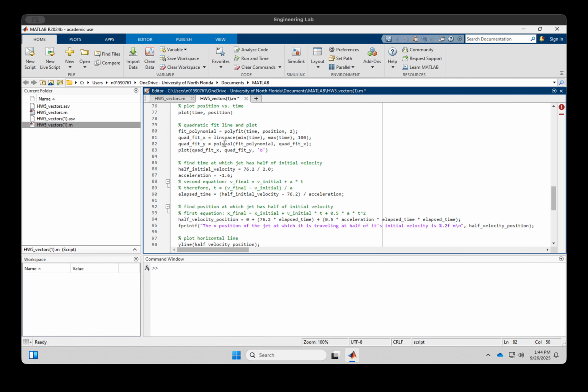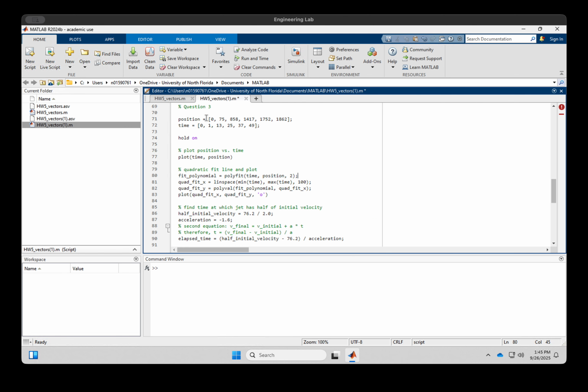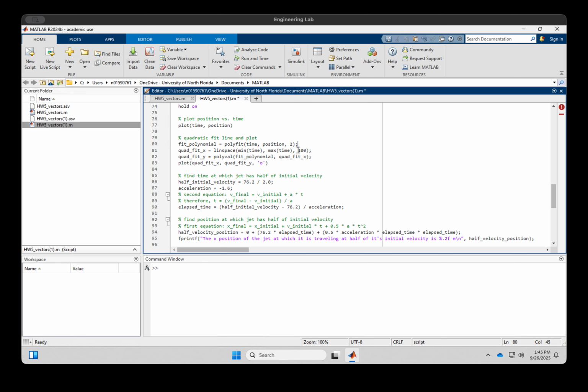Then the quadratic fit y is the value of the fit polynomial evaluated at each x. So this is kind of like evaluating a function, because this is a function. Evaluate it at all of the x values inside of here, which is a whole bunch of x values between 0 and 49, 100 of them to be exact. It evaluates those, finds those y values, puts them in a new array called quad fit y, and then I plot that. I plot the quad fit x and the quad fit y.